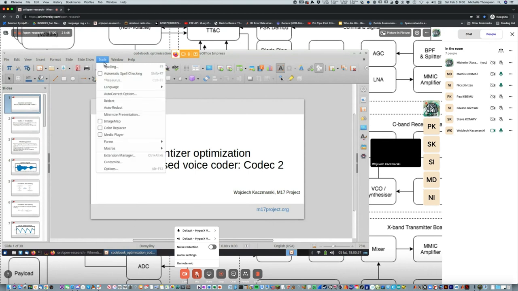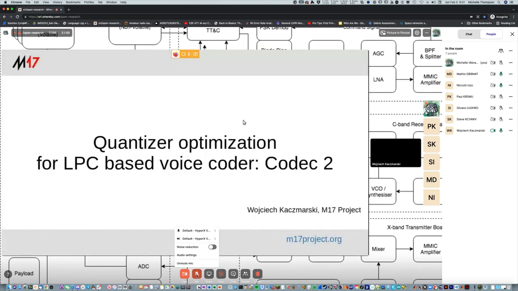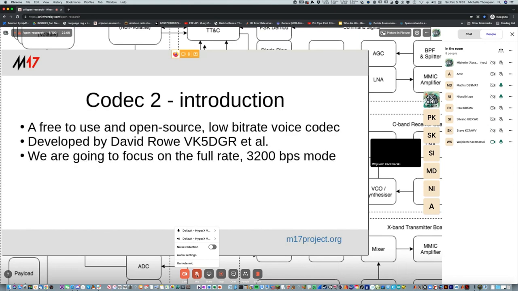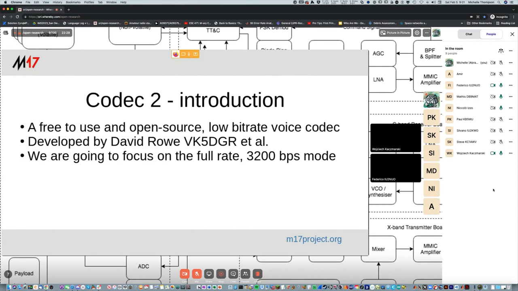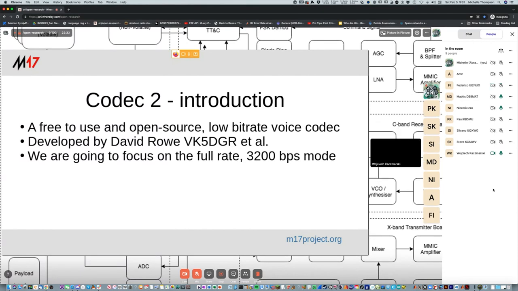Today's presentation is about quantizer optimization for Codec 2. Codec 2 is based on LPC, linear predictive coding, so it's a very popular framework for voice coding. Codec 2 is a free to use and open source voice codec that has been developed by David Rowe, VK5DGR, and David is also a ham radio operator. And mostly ham radio operators helped him in development of that voice coder. We are going to focus on the full rate mode, which is 3,200 bits per second. And it gives already a good quality voice, but not as good as it can, as we will see later.